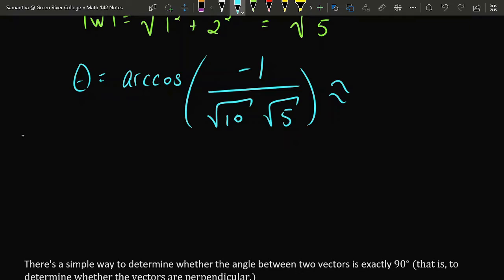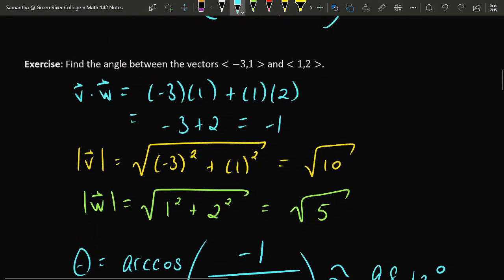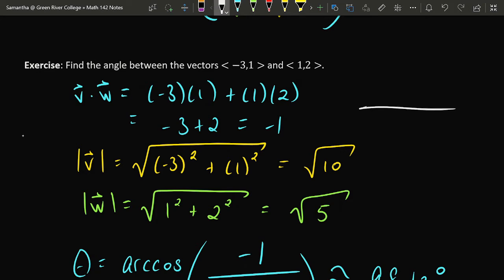This works out to be approximately 98 degrees. Now let's see if that answer makes sense based on a quick sketch of this situation. In this case, the vector v points to the left side of the xy plane, hereabouts, whereas w points over here. So it does make sense based on the picture that the angle that we found is just a little bit larger than 90 degrees. That does seem plausible here.